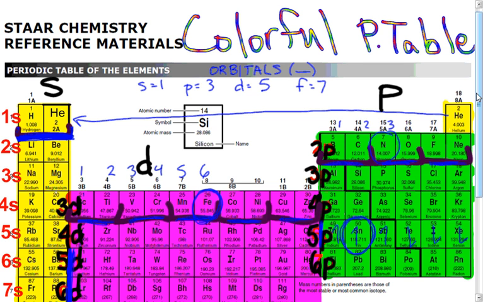It's the same every time. It does not matter what row it's in. If it's an S, it's 1 blank. If it's a P, it's 3, etc.